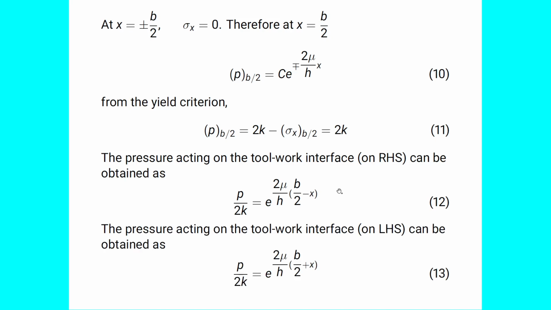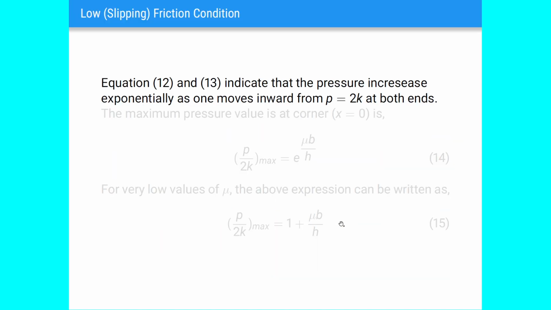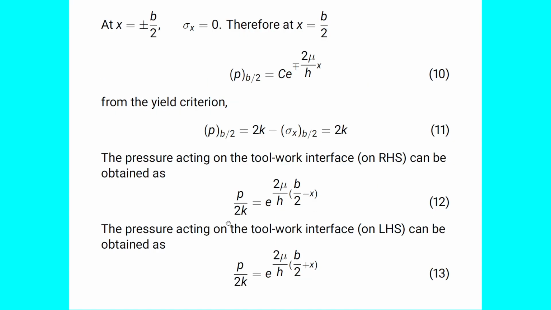Similarly, if you solve for the left hand side, you will end up with p upon 2k equal to e raised to the power twice mu upon h into b by 2 plus x. So this is how you can get the pressure distribution on the right hand side or left hand side of the symmetric line. Let us move ahead from equation 12 and 13.